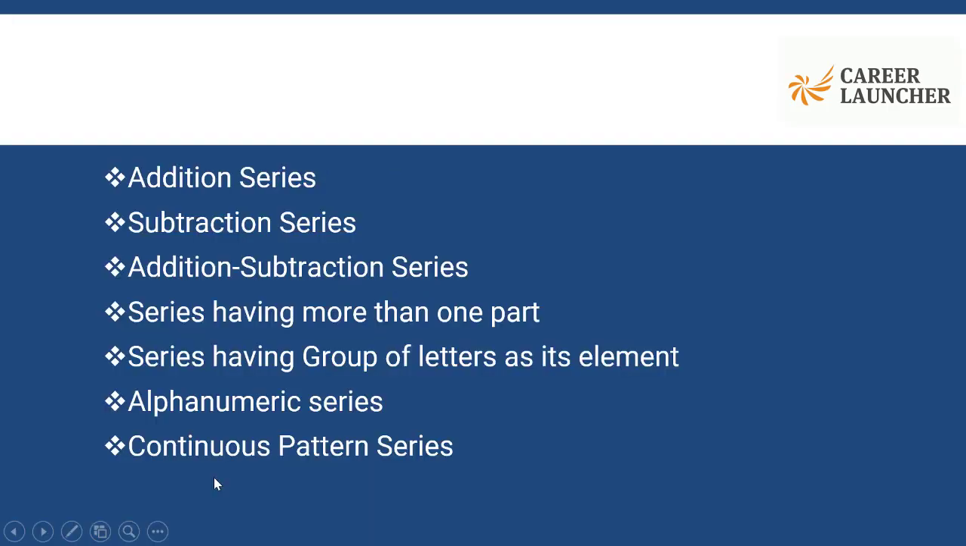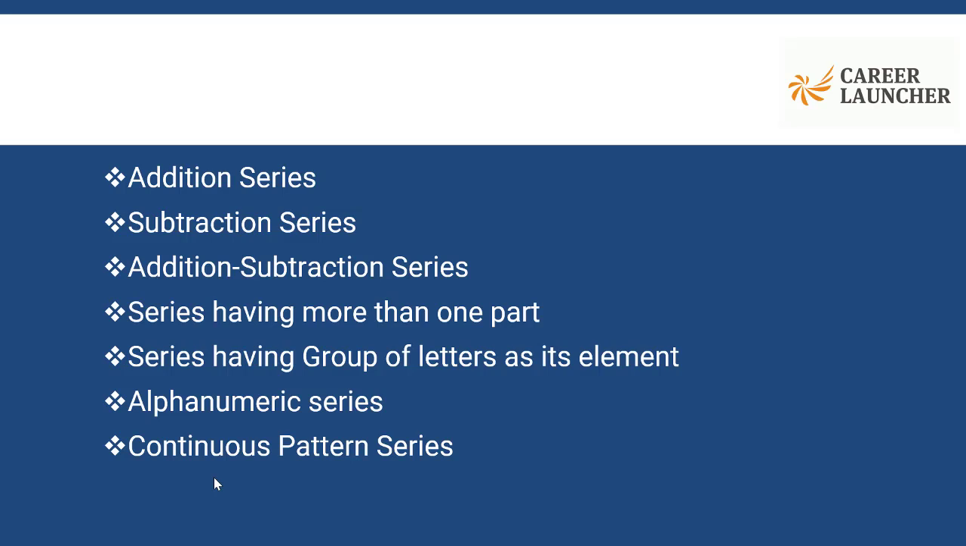So the various ways in which questions can be formed are very much like the number series. Like we can have an addition series, we can have a subtraction series, we can have a series in which both addition and subtraction has been done. We can have series having more than one part. We can have series having group of letters as its element. We can have alphanumeric series, which are going to be a combination of alphabets as well as some numbers. And then there's something called continuous pattern series also. So we will understand each one of these variants of alphabetical series in detail by taking some examples.